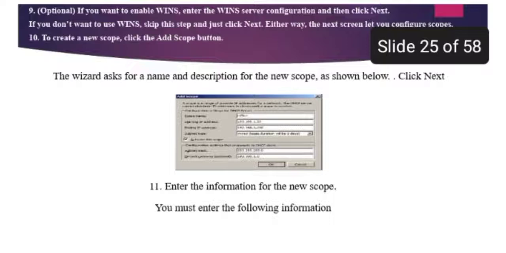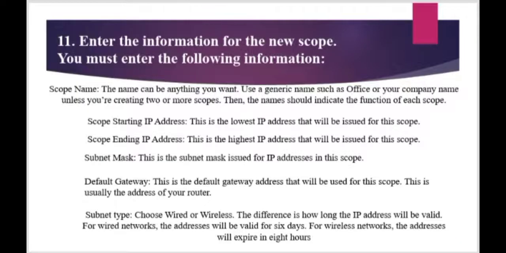Number 10. To create a new scope, click the Add Scope button. Enter the information for the new scope. You must enter the following information. Scope name. The name can be anything you want. Use a generic name such as office or your company name, unless you're creating two or more scopes. Then names should indicate the function of the scope.